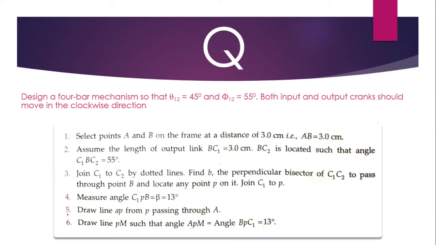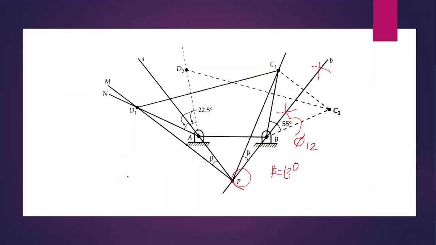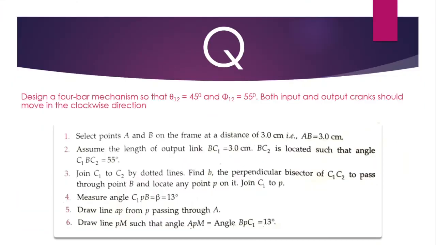Next, fifth step, draw line AP, small letter AP, from P passing through A. Draw a line AP passing through capital A. We can draw that line, small letter AP, line AP.